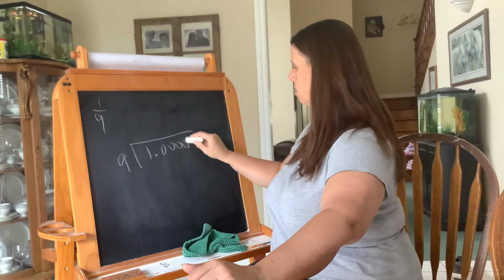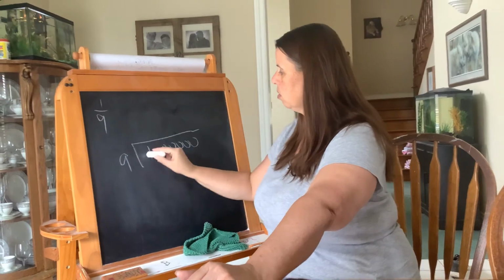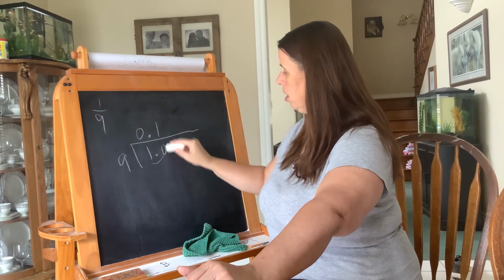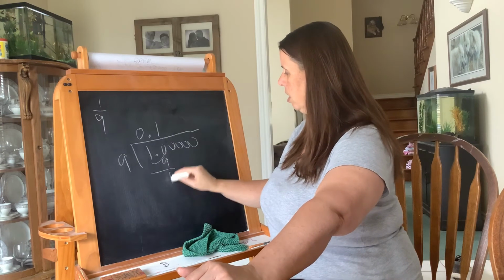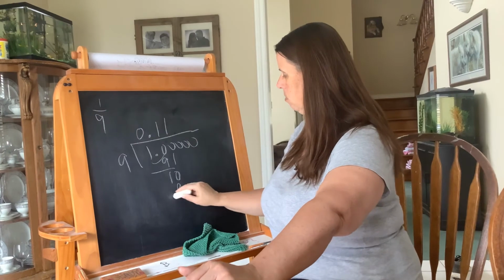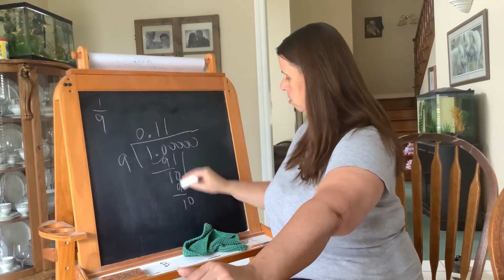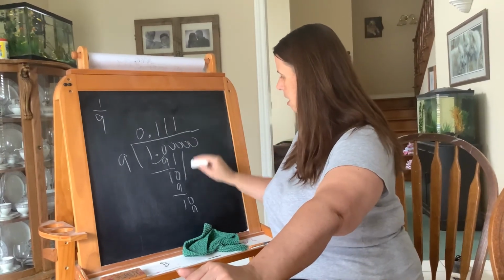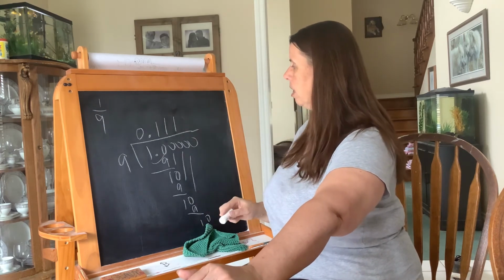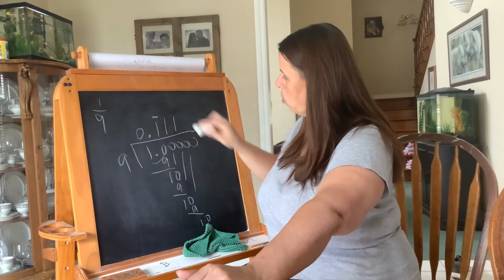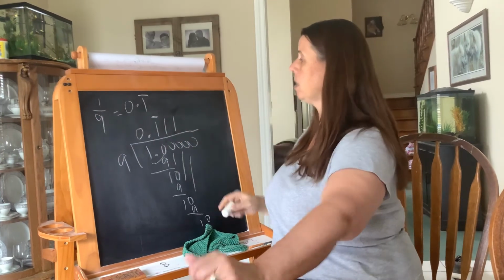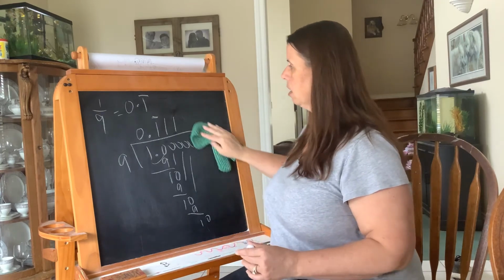Right? 9 goes into 1 no times. There's my decimal. 9 goes into 10 one time, which is 9. 1 left over, drop the 0, 9 goes into 10 one time. 9, 1 left over, drop the 0. You can see where this is going. So it's decimal 1 repeating. So 1/9 is 0.1 repeating. Okay? So that's A.